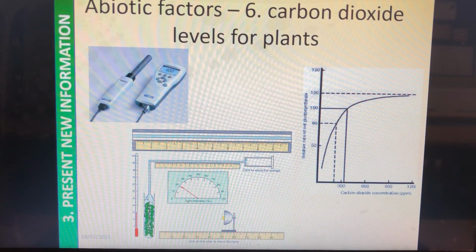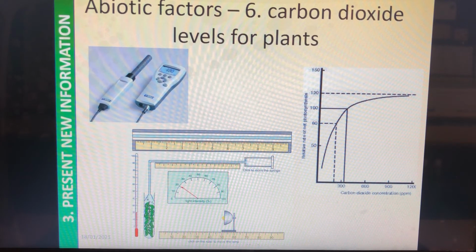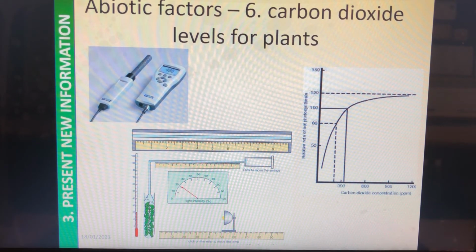Okay, we've got a carbon dioxide meter there that can be used in the water to see how much carbon dioxide is present in the water, for example, for the pondweed. Carbon dioxide is not going to be a factor for animals. And if you need more time, pause now.